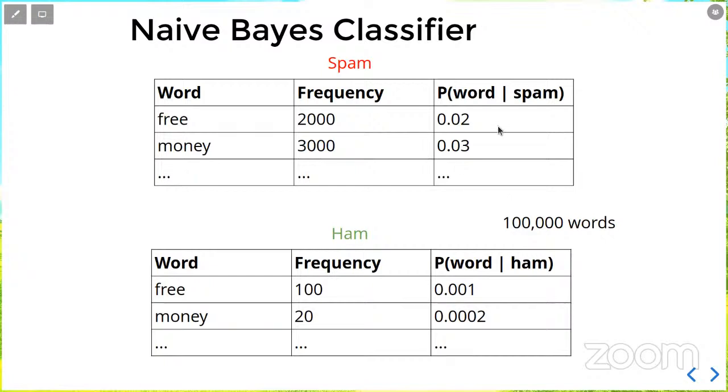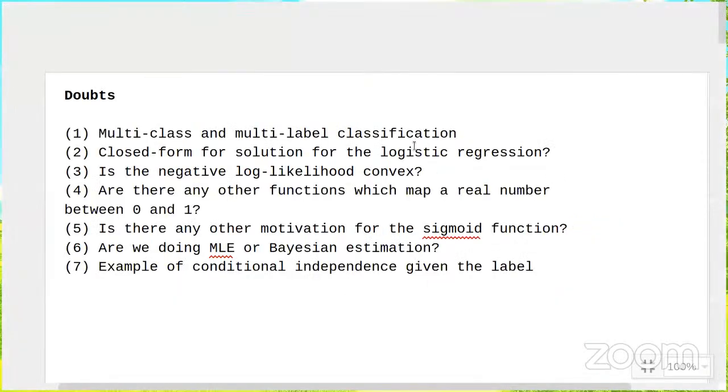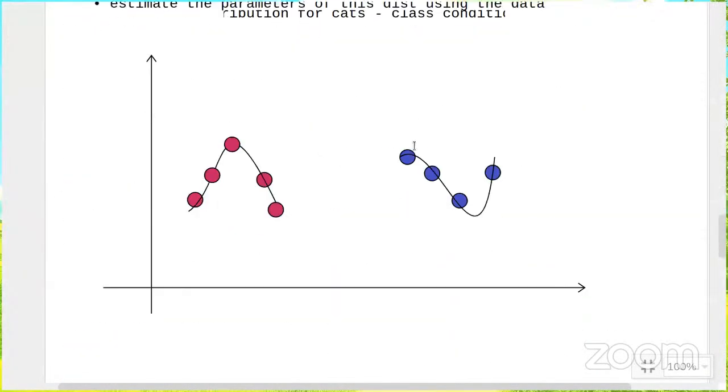So if I say it step by step, you first see the data and you make a prediction that it is a spam. And then you go through the data and find out words which occur more in the spam and get the probability of word given spam. Is that the way it processes? Yeah. So maybe I'll elaborate on that.